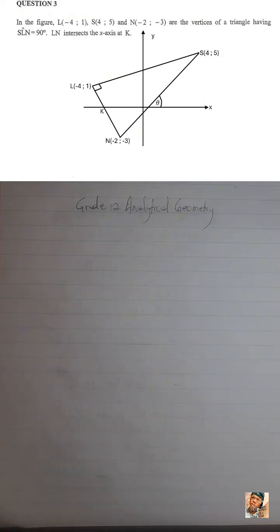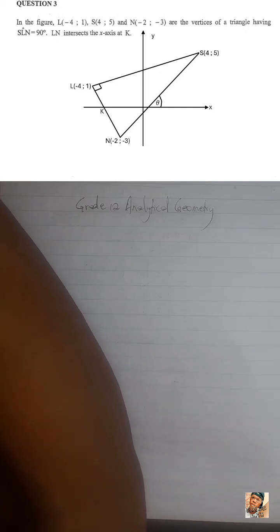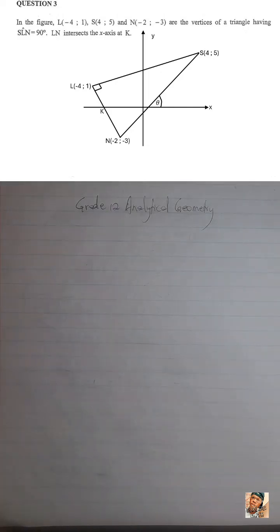This is a question from one of the past papers, and I'd love for us to go through it together. In the figure, L(-4; 1), S(4; 5), and N(-2; -3) are the vertices of a triangle SLN, with angle L equal to 90 degrees, and LN intersects the x-axis at K. Please allow me to draw the diagram and then continue to analyze the question. All right, so this is the diagram that I've been given.